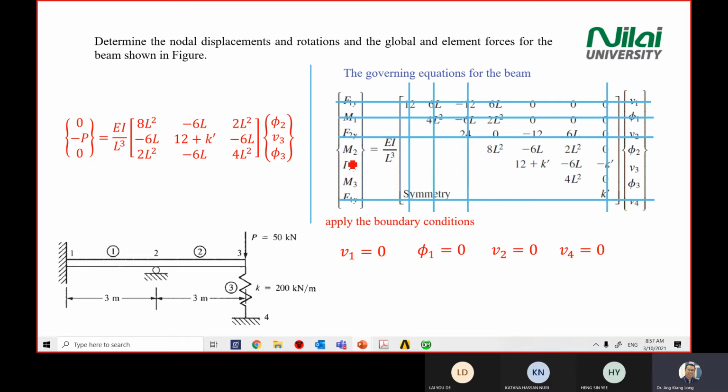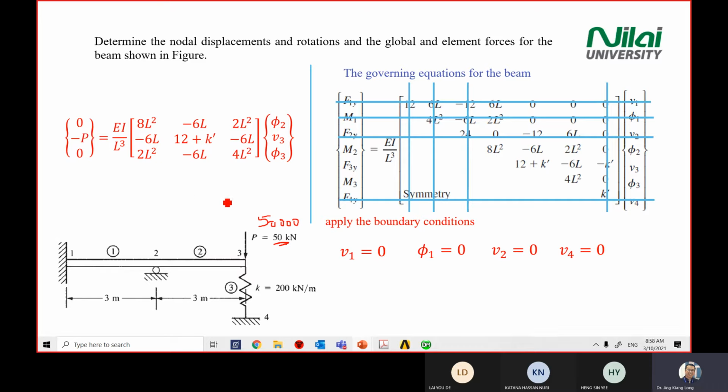Then you have M2. Because it's free to rotate, there's no moment at point 2. Capital M, 0. And at point 3, you have an external force, F3y, capital F is the external force. So you have a negative P going down. M3 is 0, because there's no rotation here. Then you have 3 equations here. P has a finite value, negative 50 kilonewton. So when you calculate, remember to carry the K here. In your calculation, remember to write the full number, 50,000 in here.